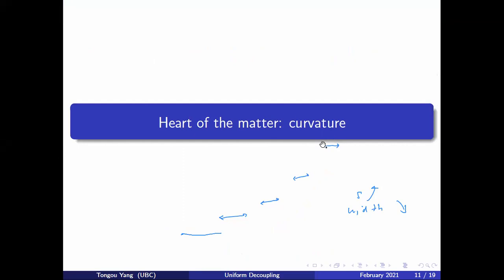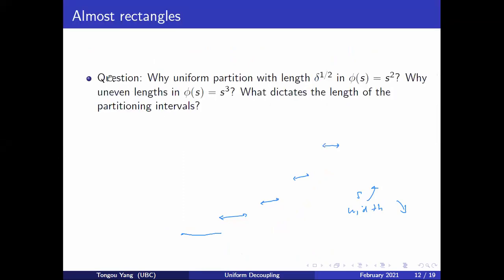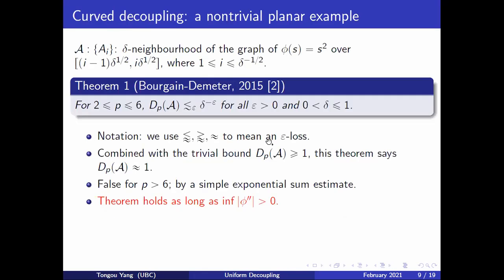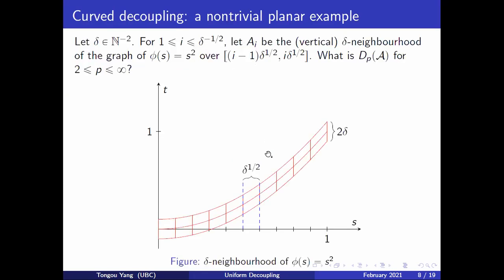Okay, so now we talk about the geometry, the curvature. And here we talk about the key geometric observation that makes the choice of the length of the intervals. So for example, if we go back to the case of this unit parabola, we knew that the length we chose was uniform. But why is that the case?